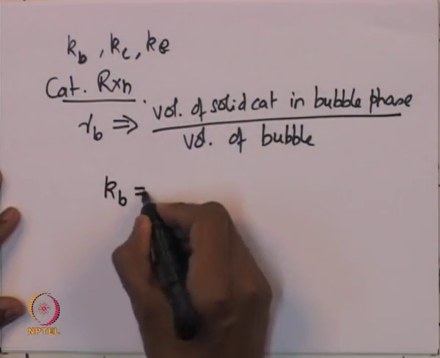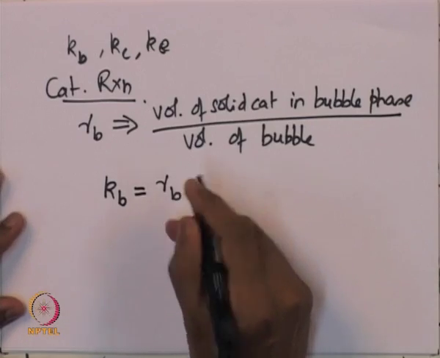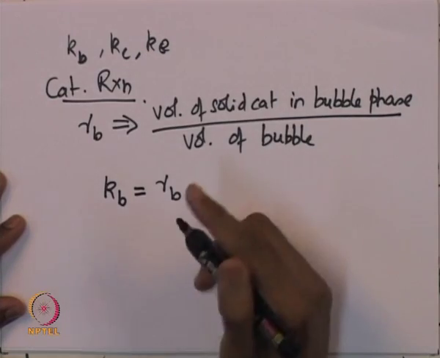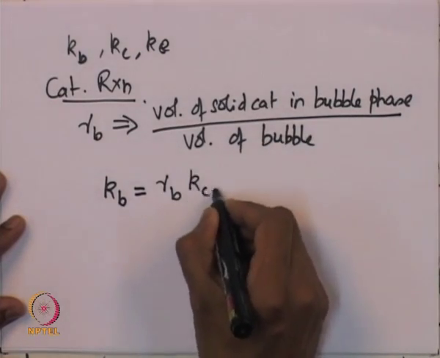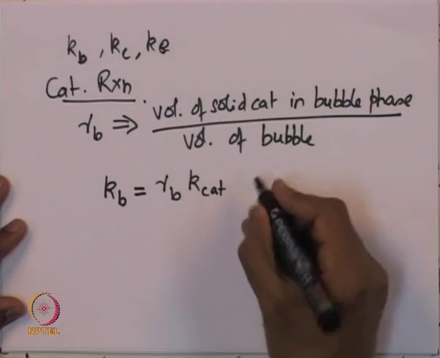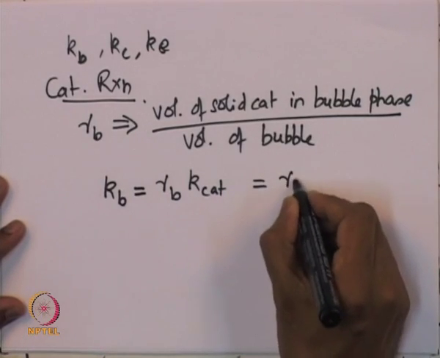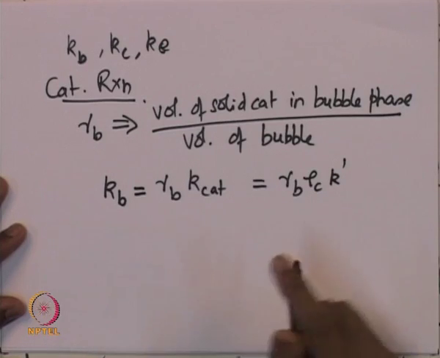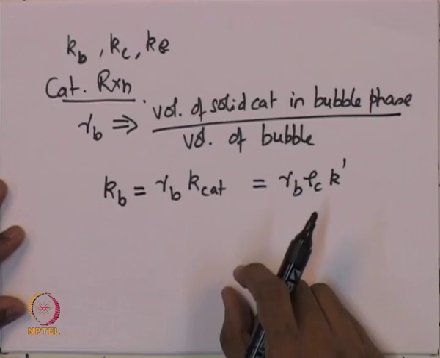If we know this expression, then we can rewrite the rate constant in terms of the intrinsic rates. KB is given by gamma B, the fraction of the volume inside the bubble occupied by the solid particles carried by the bubble, into the corresponding reaction rate occurring on the catalyst surface of the particles. That can be rewritten as gamma B into rho C into K prime, where K prime is the gram mole reacted per unit weight of the catalyst per unit time, and rho C is the density of the catalyst.